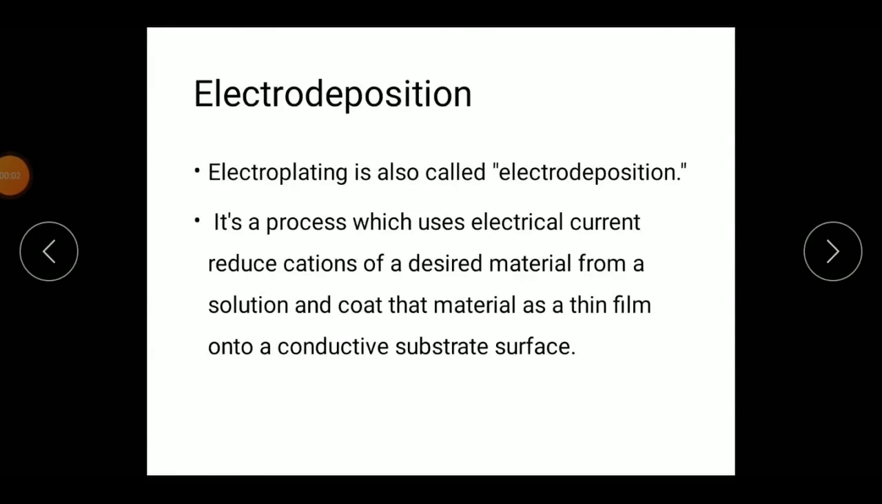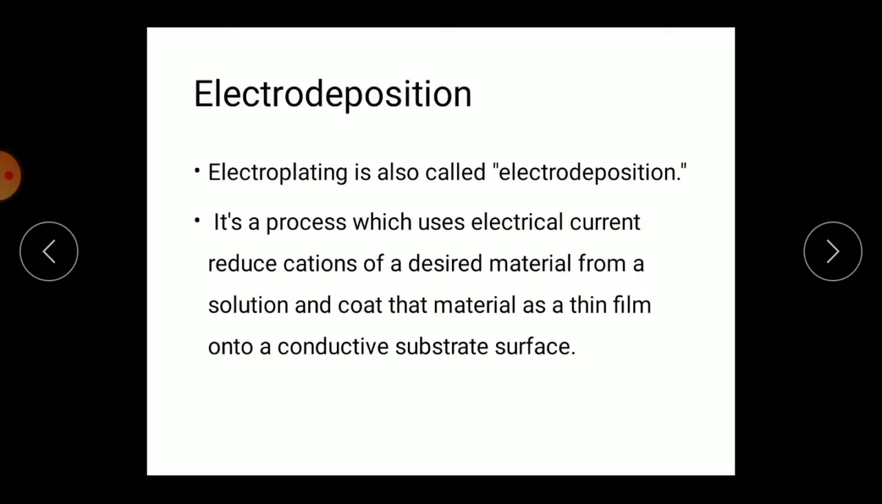Hello guys, so here we'll begin with electrodeposition. So in general, what does electrodeposition mean? It is nothing but the deposition of a substance on an electrode by the action of electricity or electric current. So that is your electrodeposition. Electroplating is also called electrodeposition, which means electroplating is considered to occur by a technique of electrodeposition.